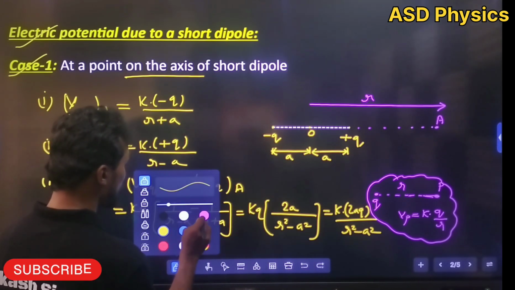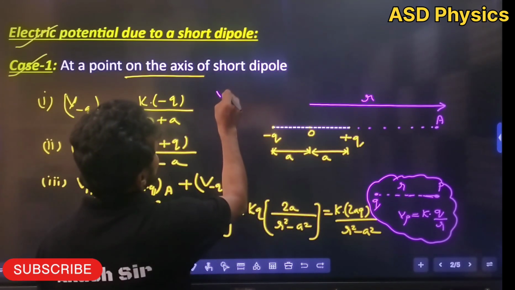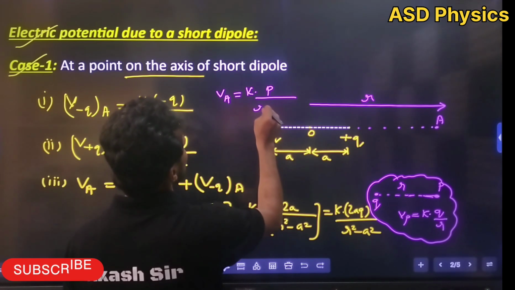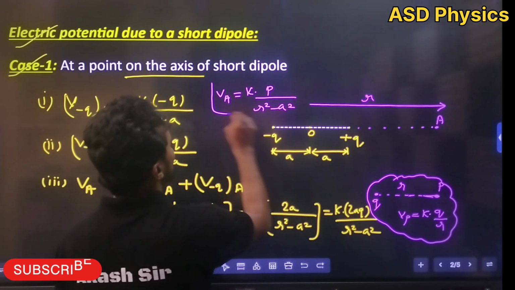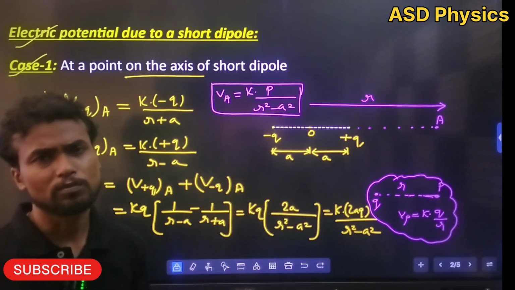That means the overall potential at point A is given by VA is equal to K into P by R square minus A square. Now this is for any normal dipole.